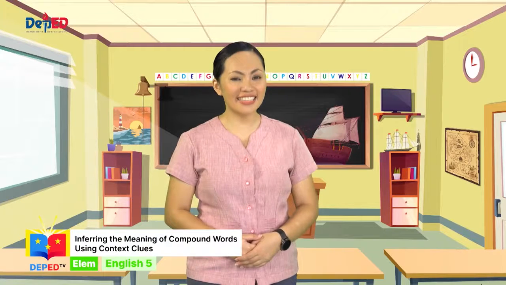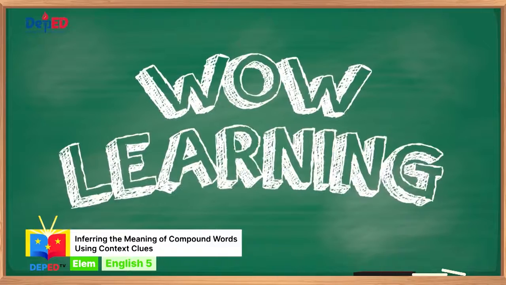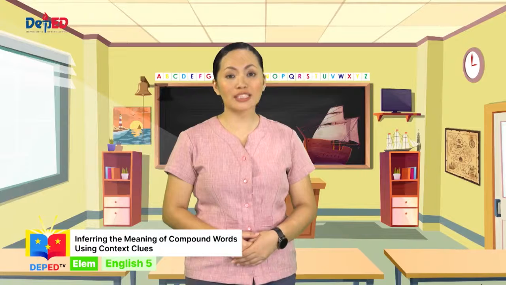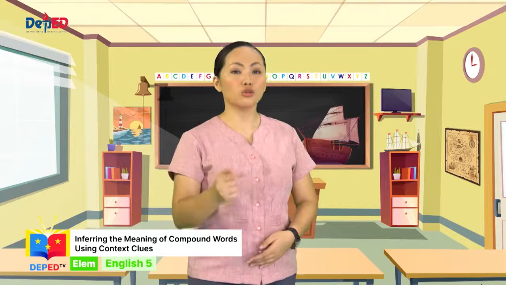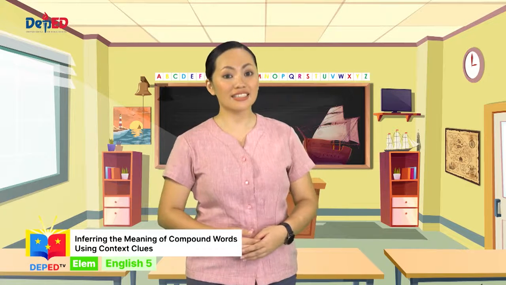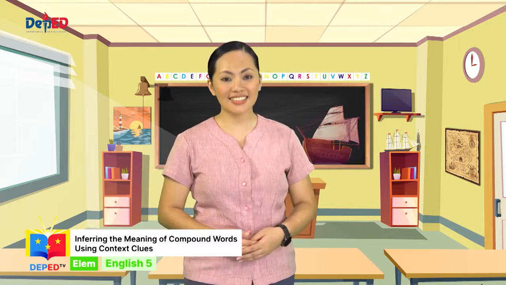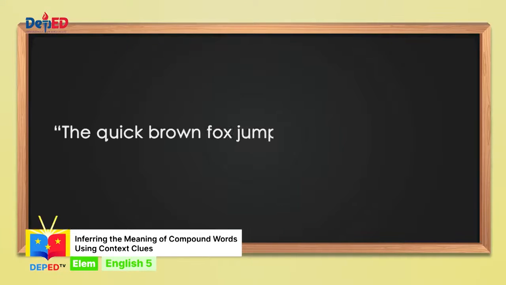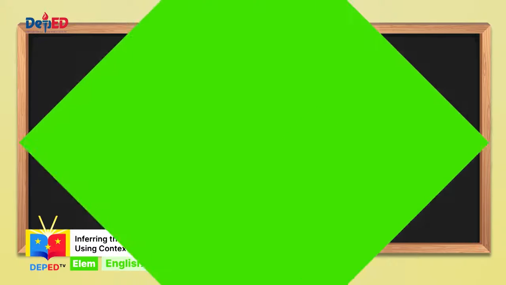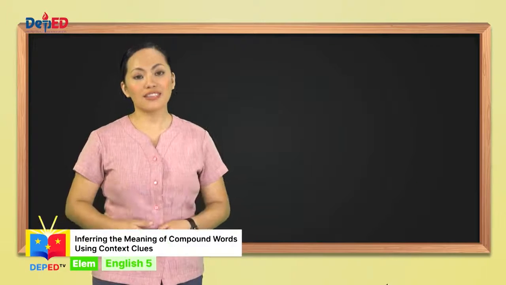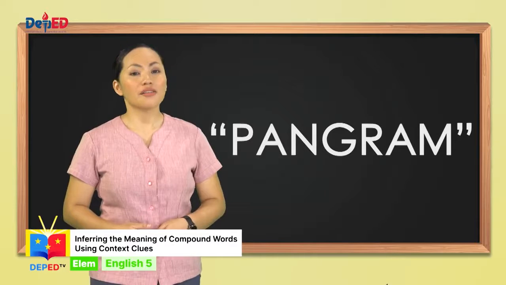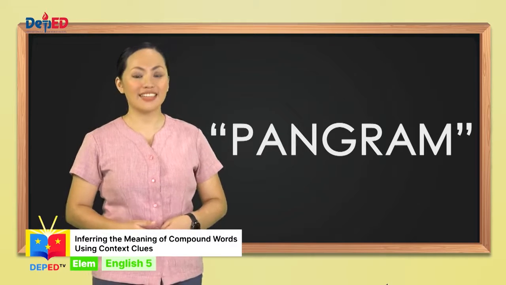Before we end, let's have our wow learning. Our wow learning today is a sentence that uses every letter of the alphabet. Do you know what sentence it is? It is, the quick brown fox jumps over the lazy dog. We often use this sentence to practice our handwriting or to test a new pen or keyboard. This type of sentence is called a pangram. That's our wow learning today.